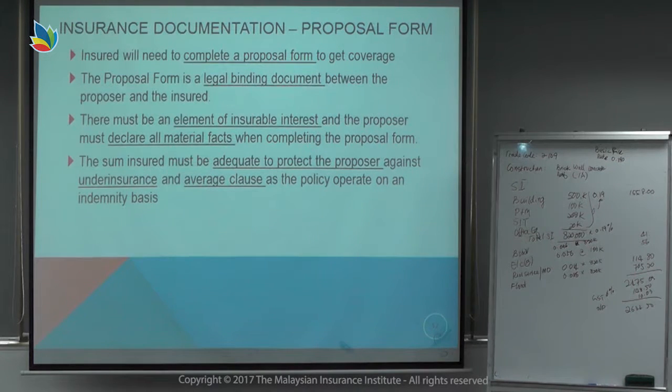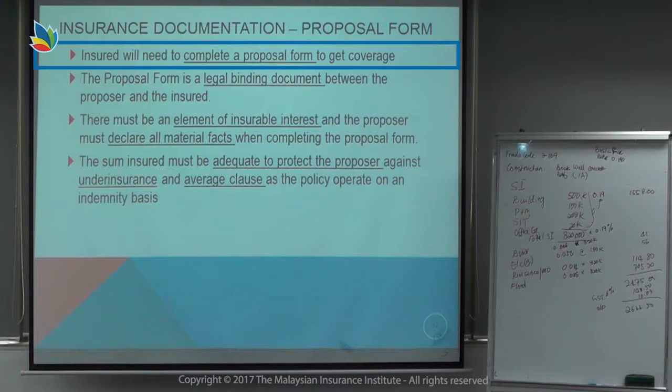Just now, when we worked out the example on the fire case, we needed the information, isn't it? Where do we get this information? In normal circumstances, the insurer will ask the insured to complete a proposal form. But if you are dealing through a broker, the broker will provide the schedule of things to insure.